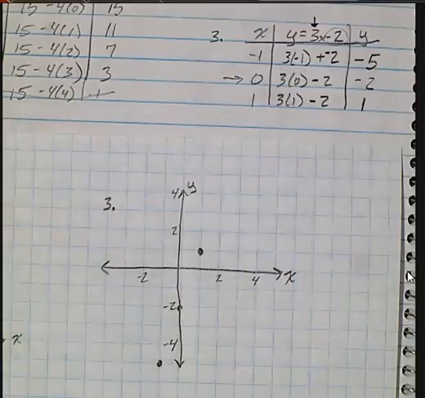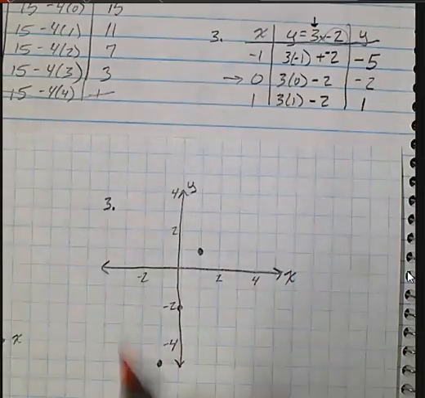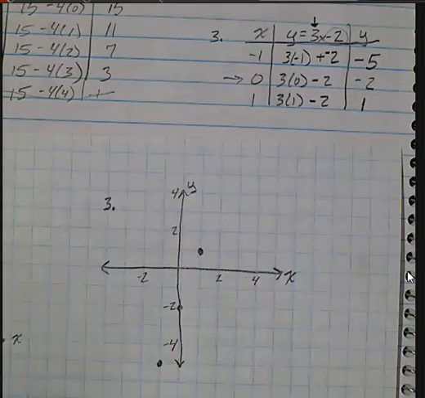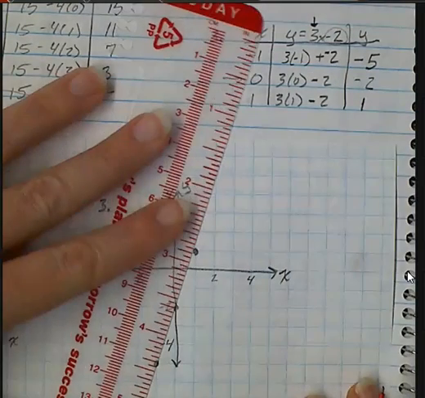Is this one continuous or discrete? Can it be any value, continuous, or does it have to be only specifics, discrete? Which one? Does it have to be whole numbers? No. Could I plug in 0.725 in my equation and get a number out? Absolutely. And so this one, because there's no labels, continuous, which means I have to connect my dots.